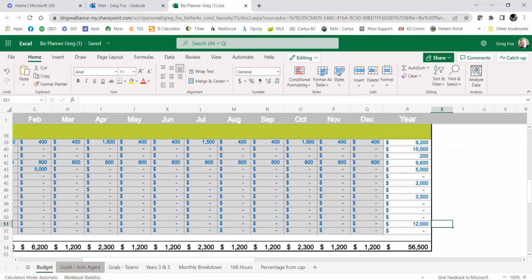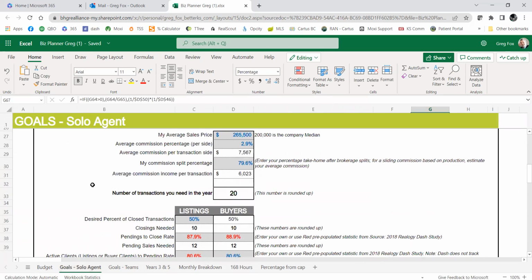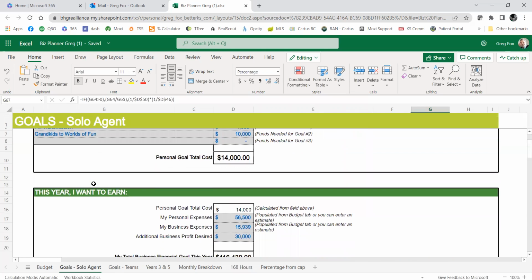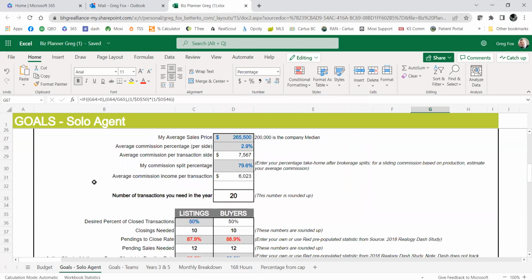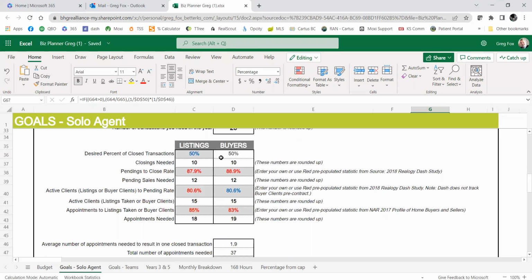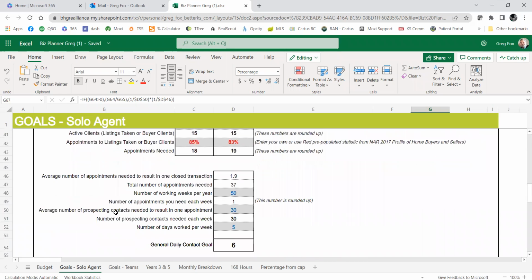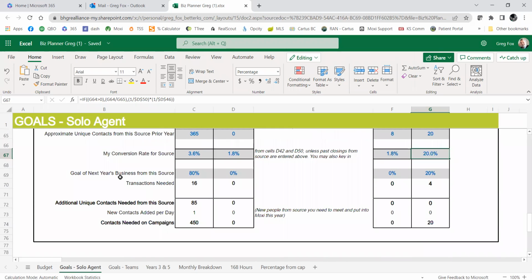And then one thing I really prefer is, what's my average sale? How much money do I want? How do I want the listers and buyers I want? I don't want somebody telling me you have to do 50-50 or 70-30. Or I can look at last year and say I did 70-30. And then I can say what sources I'm working on. This is a very individualist plan.